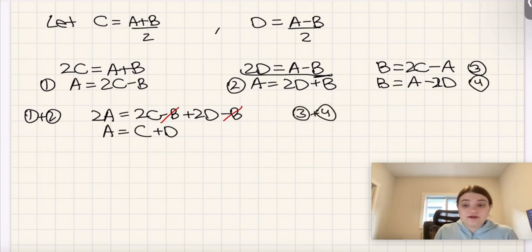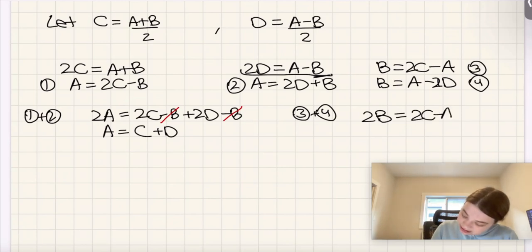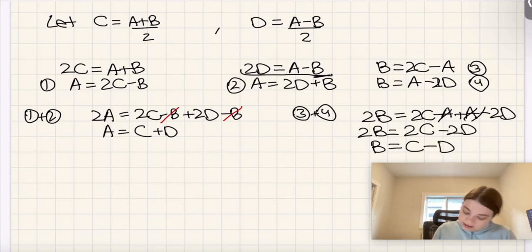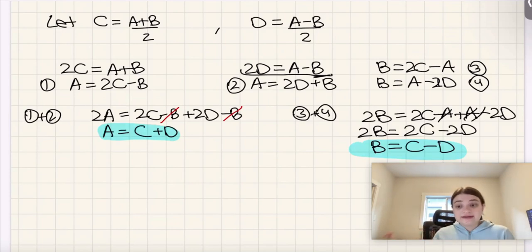Equation 3 plus equation 4 is going to be equal to 2b on the left, and on the right, 2c minus a plus a minus 2d. So then again, if we cancel those a's, we end up with 2b is equal to 2c minus 2d. And then if we divide by 2, we get that b is equal to c minus d. And so these two right here, these are our key equations we're going to use. We found a and b with respect to the c and d that we defined earlier.